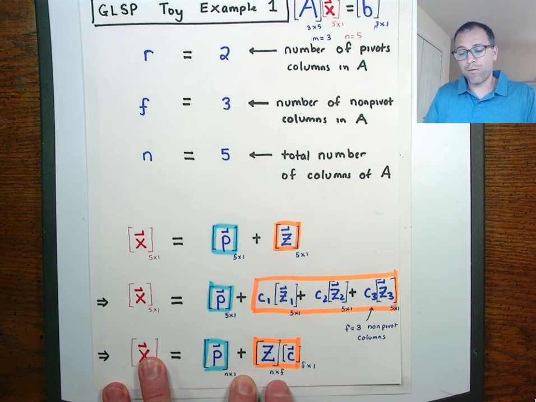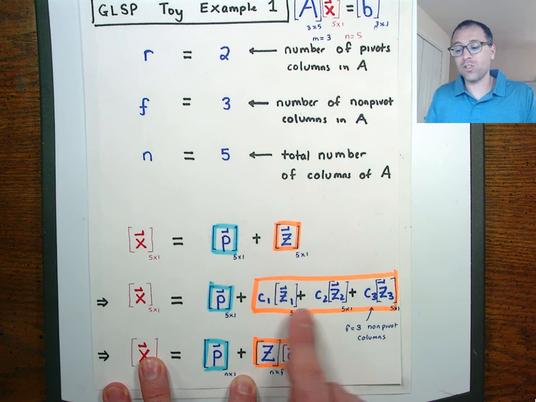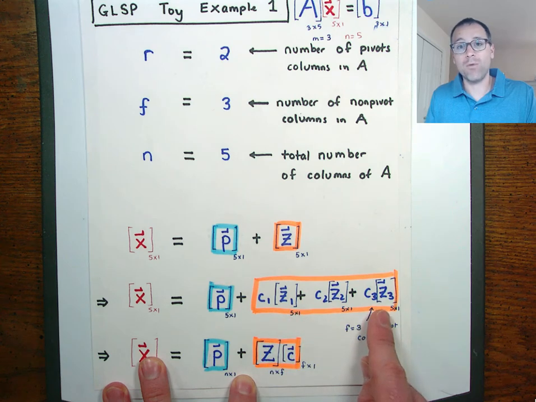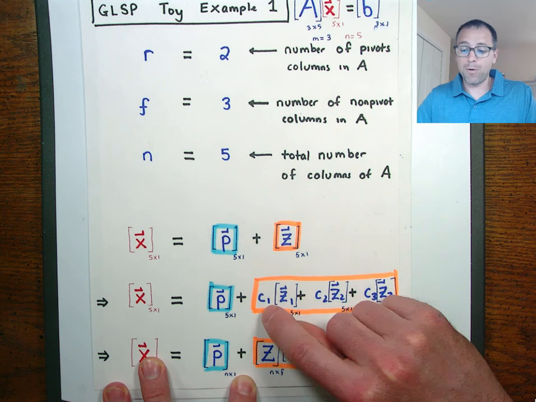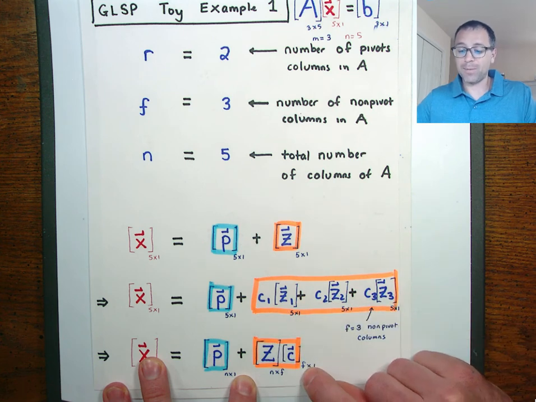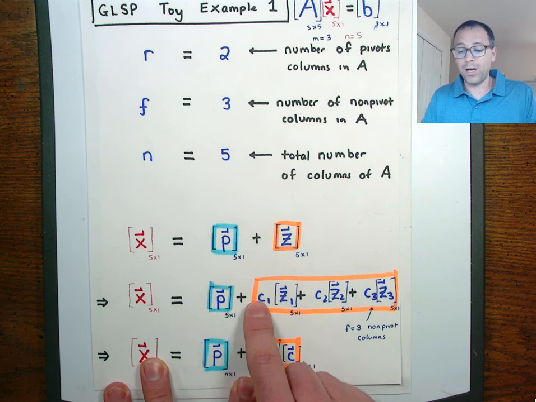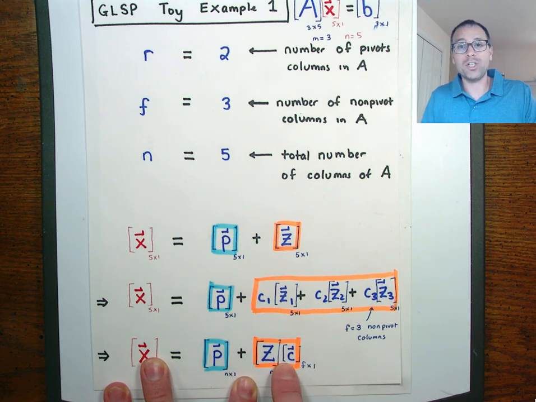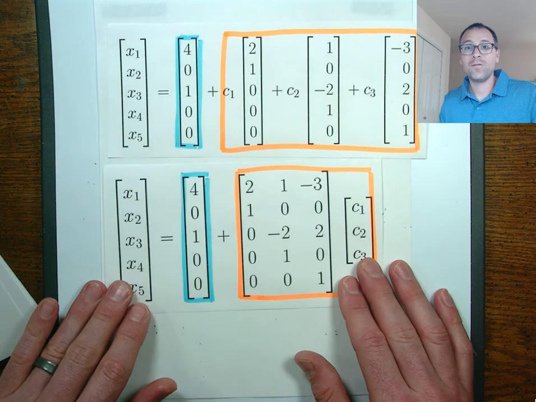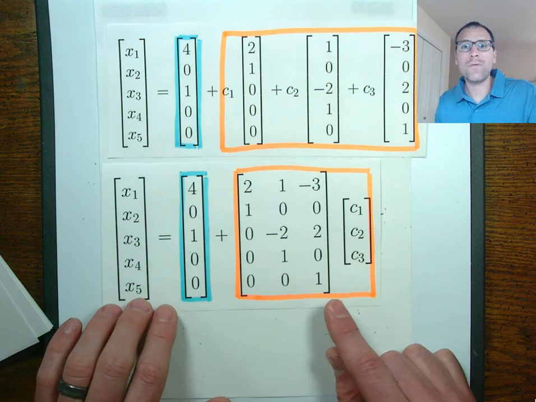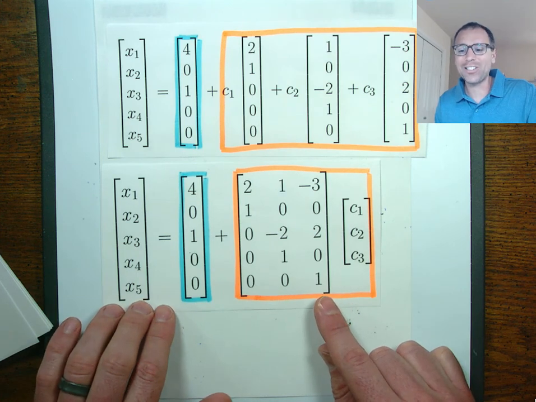The number of columns of that matrix aligns with the number of non-pivot columns of my original matrix, and then the number of scalar coefficients has the same size, which means my general template is a particular plus a linear combination of special non-trivial solutions. That's exactly what our theorem tells us we should expect. For good form, let me show you exactly what that large matrix Z looks like.